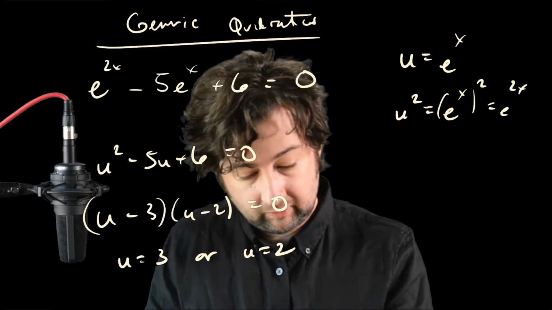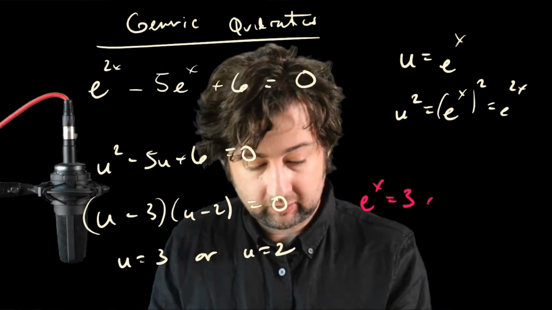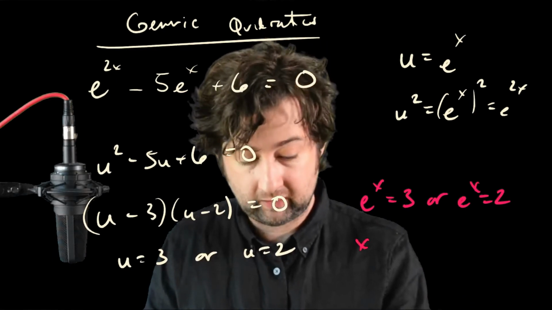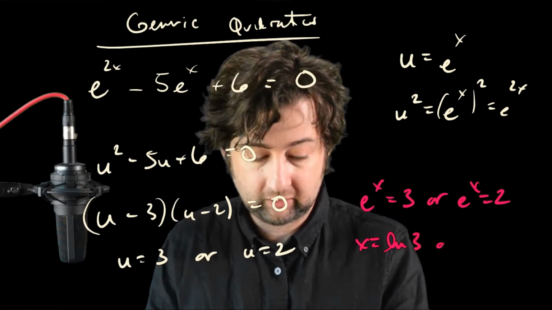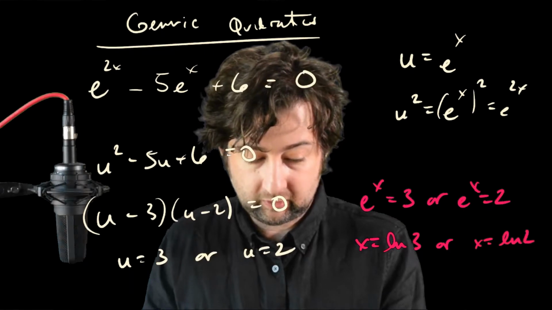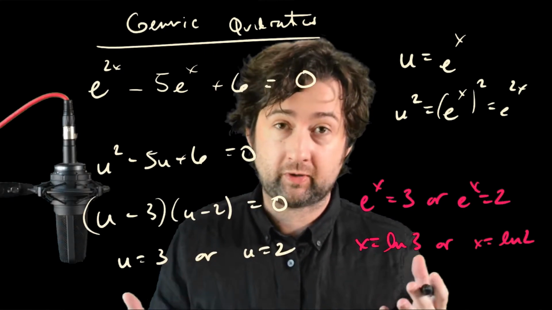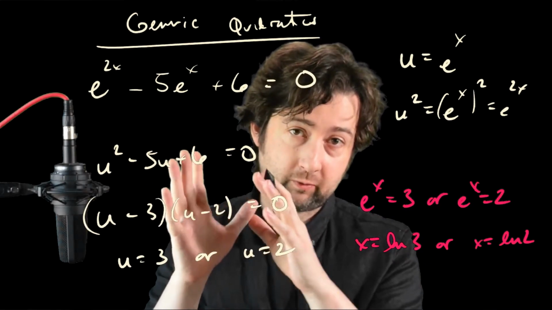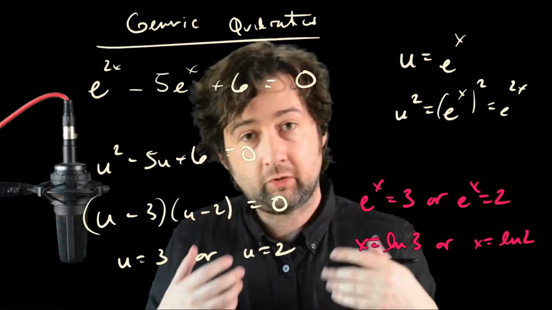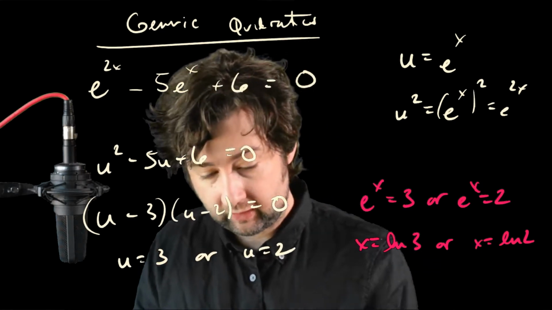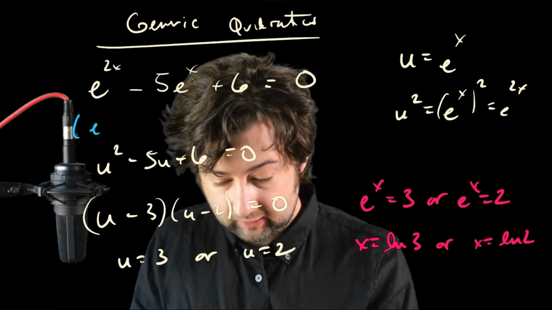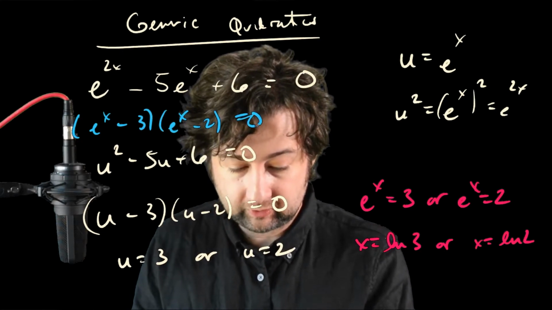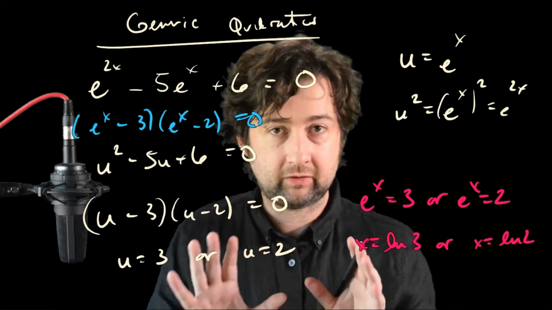That means that either e to the x is equal to 3 or e to the x is equal to 2. And then applying logs to both sides, you get x is equal to the natural log of 3 or x is equal to the natural log of 2. So in the world of generic quadratics, this is a quadratic form of an equation, even though it doesn't look like one until you make the substitution. Now you don't have to make the substitution. You could have skipped directly to this step, e to the x minus 3 times e to the x minus 2 is equal to 0, if you saw that. But you don't need to do that if you don't want.